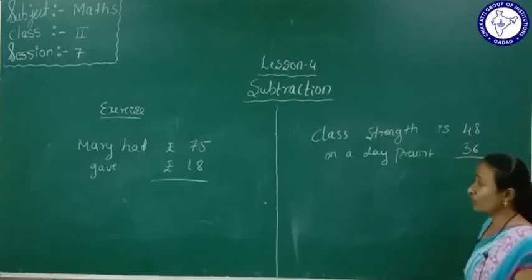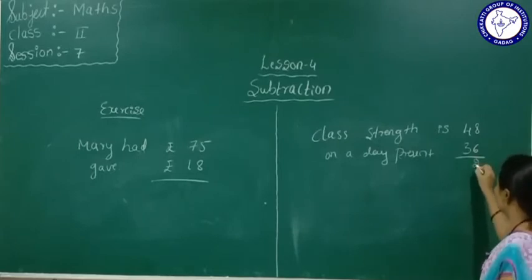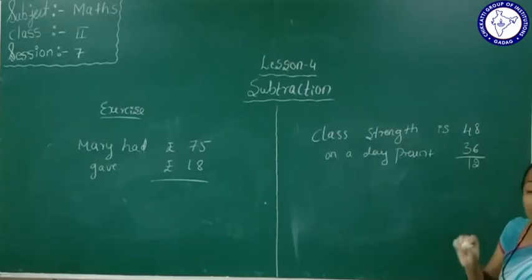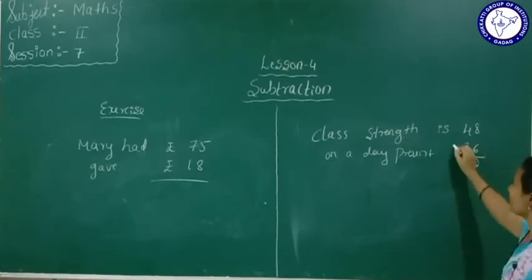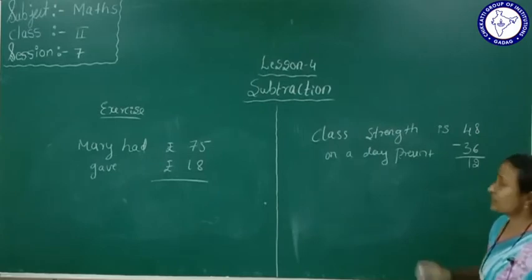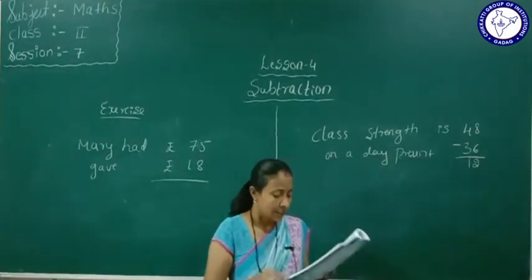What will we do now? We will subtract here. So 8 minus 6 is how much? 2. 4 minus 3 is 1. So the absent students on that day are 12. So what did we do here? We subtract. This is the method of subtraction. Understood this one? Okay. Next one.